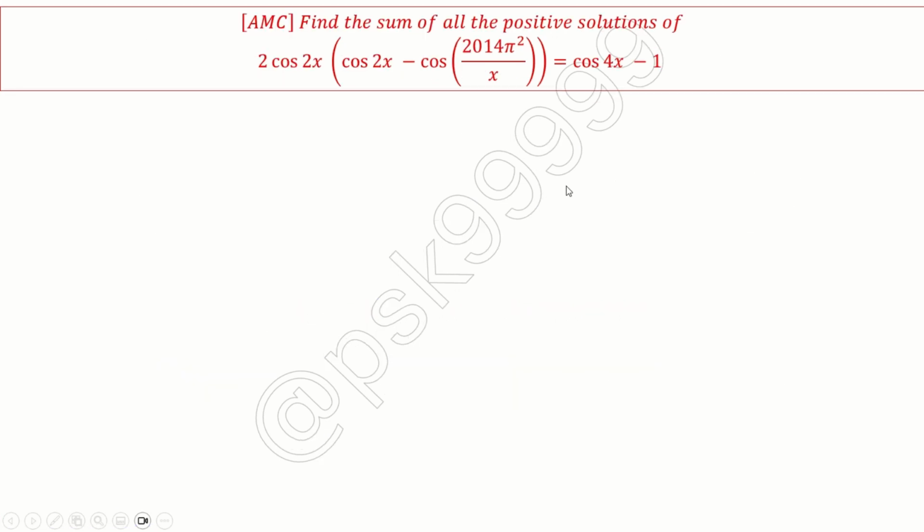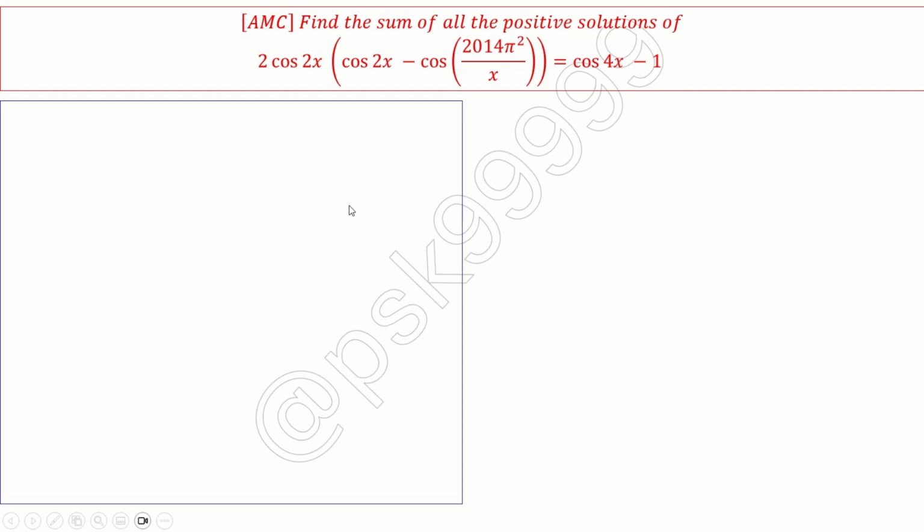Find the sum of all positive solutions of 2 cos x times cos 2x minus cos (2014 pi squared by x), which is equal to cos 4x minus 1. You can see cos 4x here, which is nothing but a cos 2a form. So I will substitute it as 2 cos square a minus 1. That is the first thing I was always telling. So this is the first step.